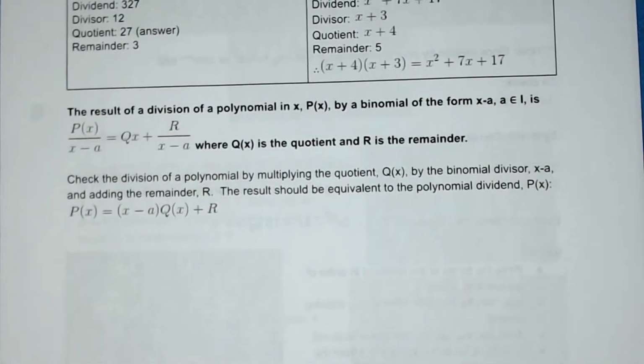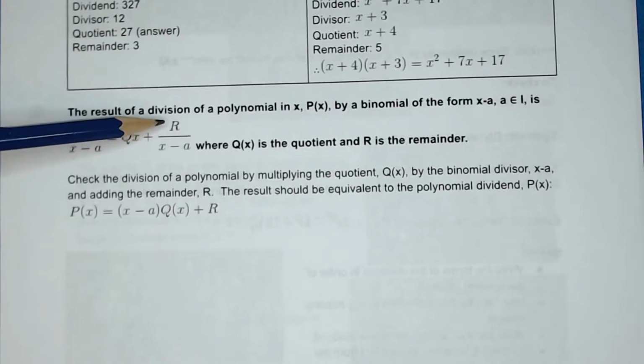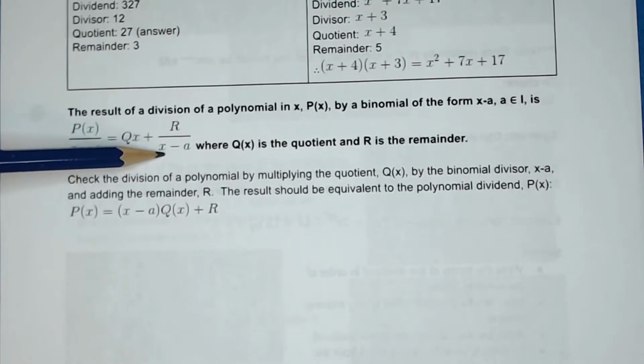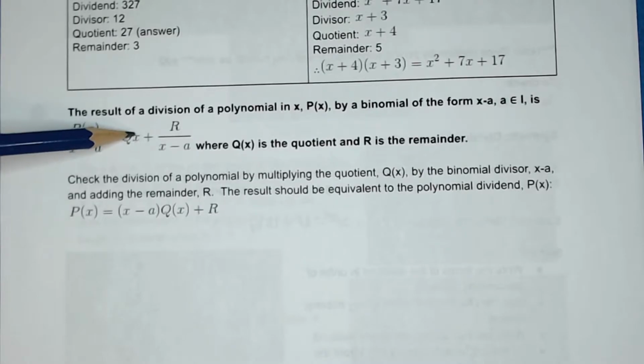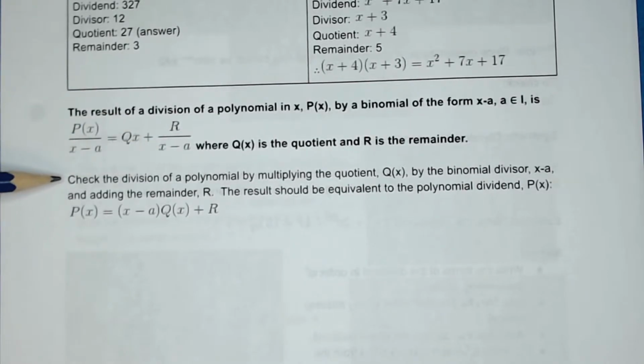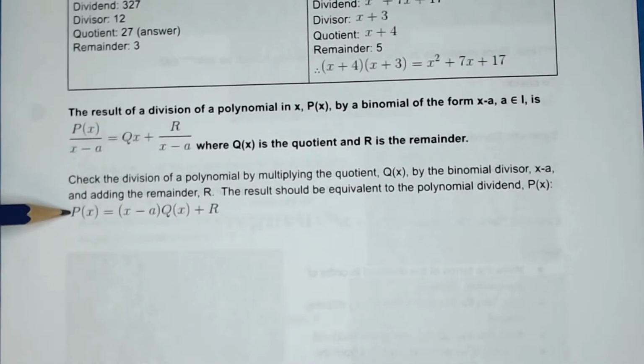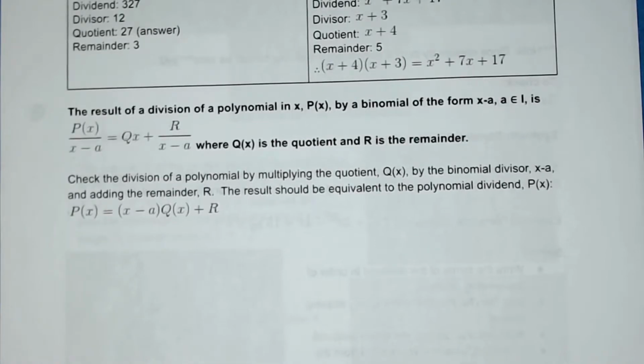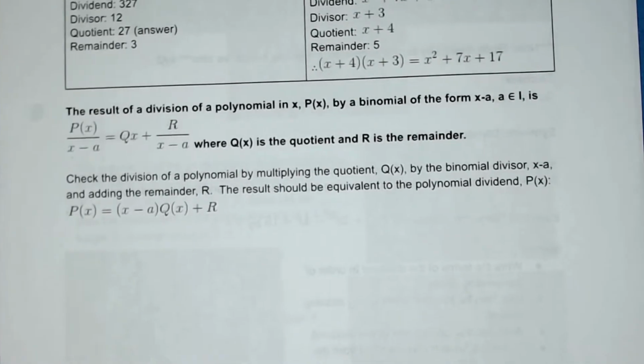Now, when we divide a polynomial, the result is in this format: p of x over x minus a is equal to q of x plus r over x minus a, where q is the quotient, whatever your result is from the division, and r is the remainder, divided by x minus a. So check the division of a polynomial by multiplying the quotient, q of x, by the binomial divisor, x minus a, and adding the remainder. The result should be equivalent to this function here. That's how you can go back and check and make sure that what you put in is exactly the same as what you got out.